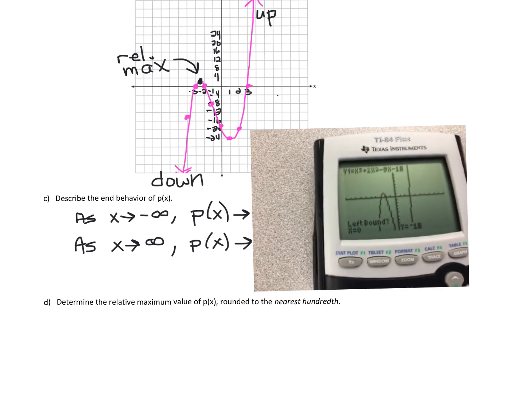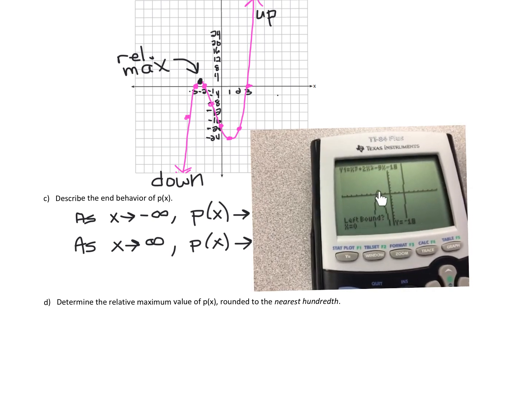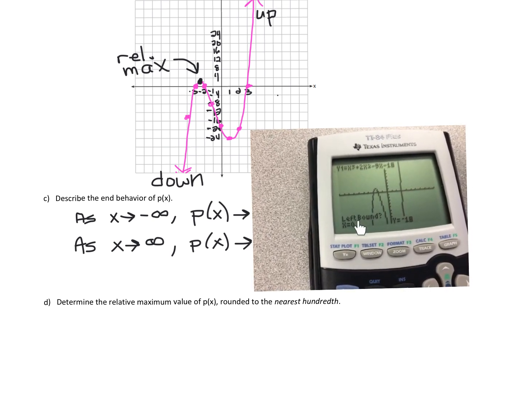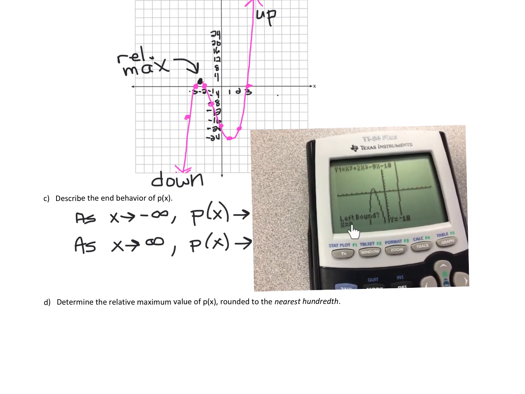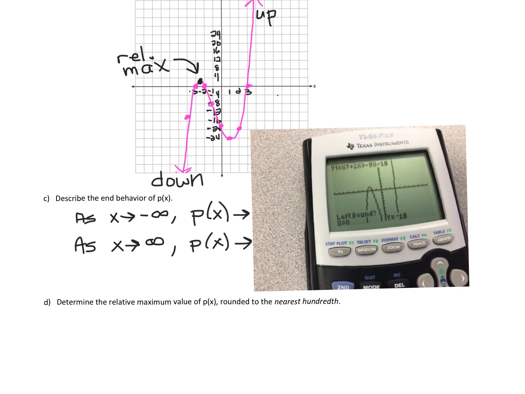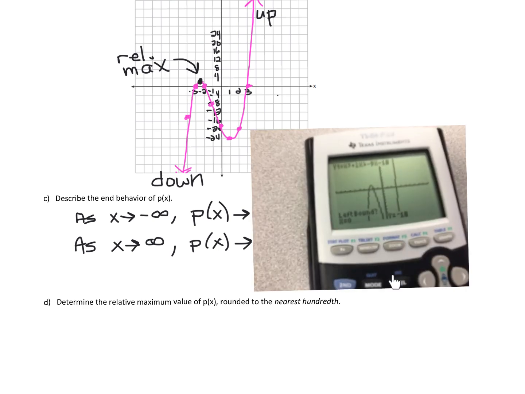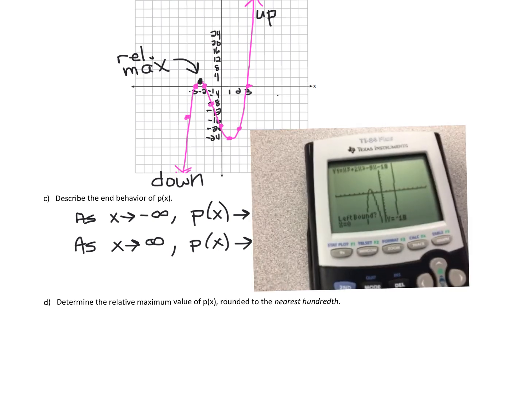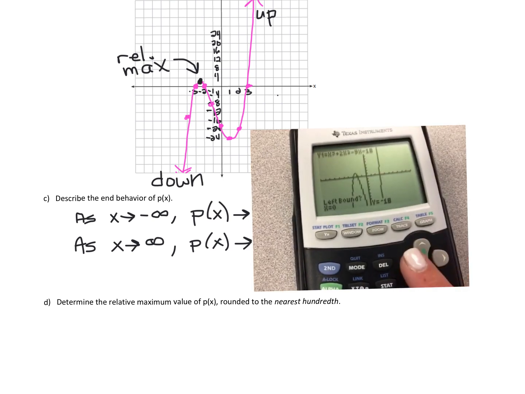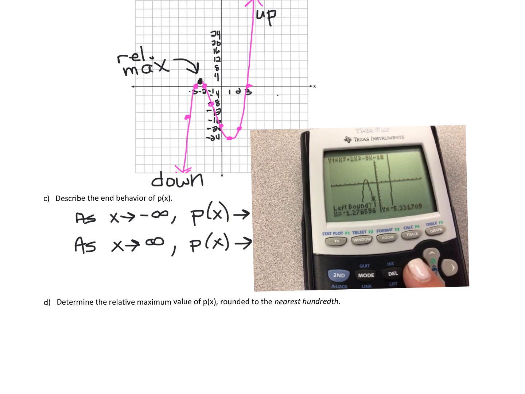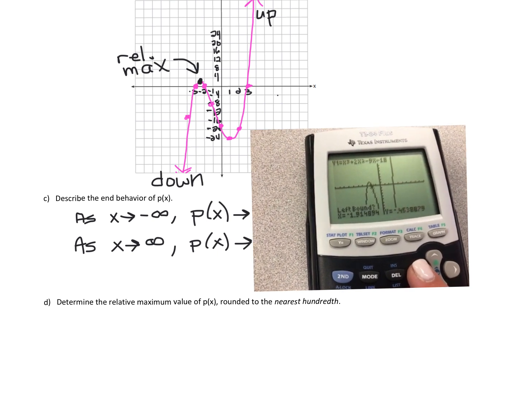Now, our relative maximum is right here. See how it says left bound? You just want to make sure your cursor is to the left of this point. Right now, I don't see my cursor, but that's because it's at 0, negative 18. It's all the way down here, which is off the graph. So I need to move my cursor over here to the left of the maximum. I'm going to use the left arrow key until, see, now we see it. I'm so to the right of it.